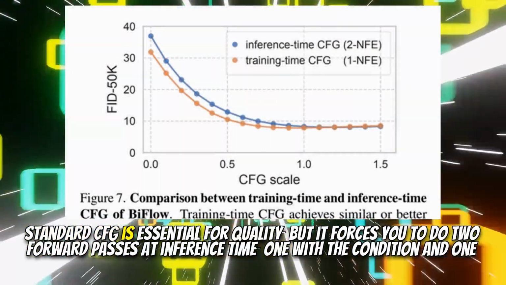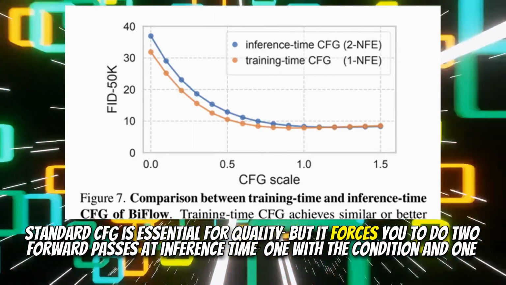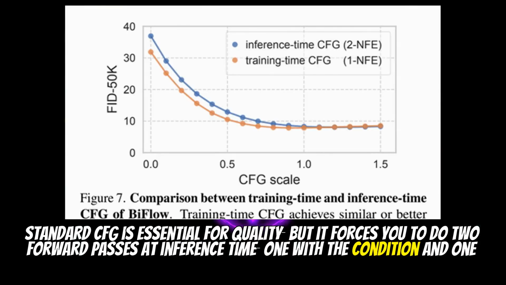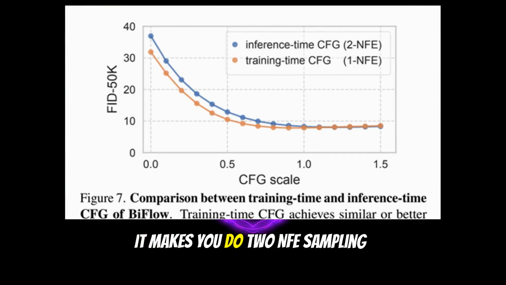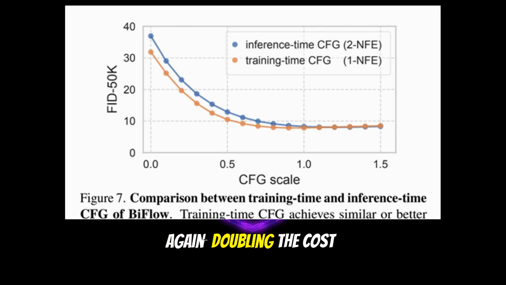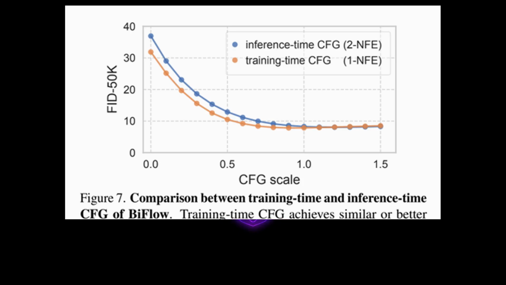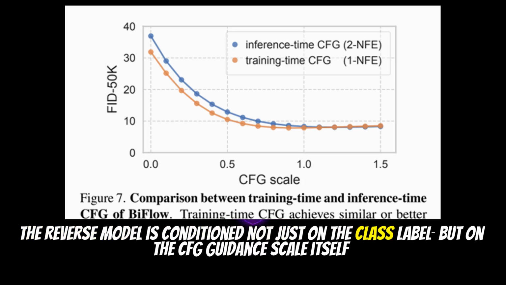Standard CFG is essential for quality, but it forces you to do 2 forward passes at inference time, one with the condition and one without. It makes you do 2 NFE sampling. Again, doubling the cost. But BiFlow's solution is so elegant, they just bake CFG right into the training process. The reverse model is conditioned not just on the class label, but on the CFG guidance scale itself.